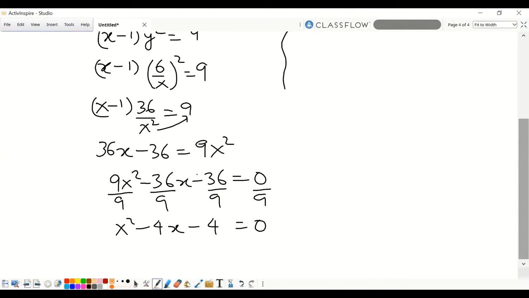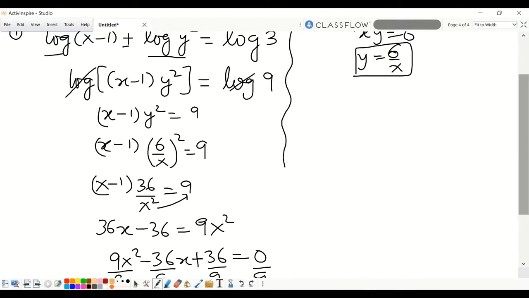I'm sorry, it's positive 36 here, right? Yes, it was 36. So that becomes 4. We know this is (x minus 2) squared. So that gives us x equal to 2. Only one answer. And we will plug it in the equation here. y equal to 6 over 2, 2 is the x. y is 3.